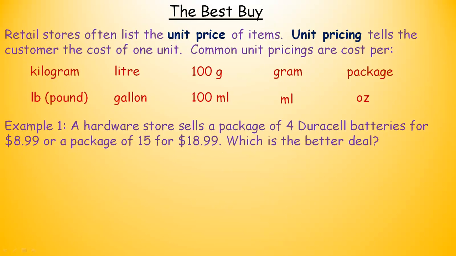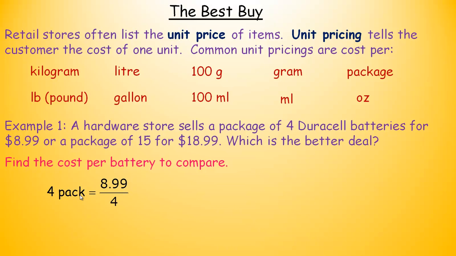So example number one, first of 3 examples, I believe it is. A hardware store sells a package of 4 Duracell batteries for $8.99, or you can get a larger package of 15 for $18.99. Which is the better deal? So in order to calculate the better deal, we'll find the cost per battery to compare. So if you take the 4-pack, now when I say cost per battery, the word per means we divide. So cost per battery means you take the cost and divide it by the number of batteries.